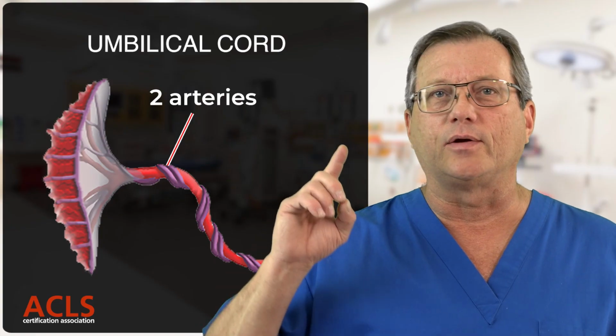Next adaptation, the umbilical cord. Literally, it has 2 arteries and 1 vein.